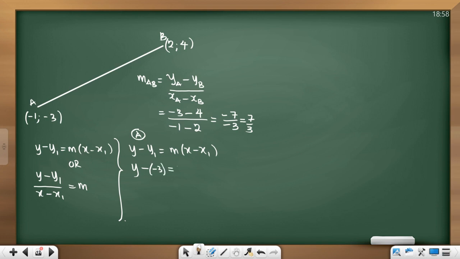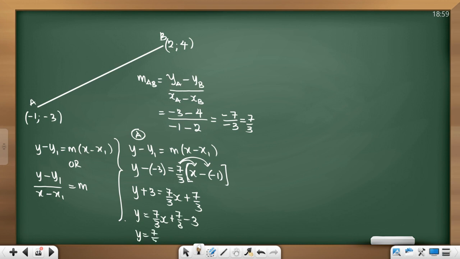It is negative 3. m is 7 over 3. Leave your x minus. What is the x value? It is negative 1. Okay, let's just put a bracket there. Now let's simplify. So I left my y and x, but substituted the y1 and the x1 as the coordinate of A. So y plus 3, if I expand this bracket, 7 over 3x, negative, negative, that gives me positive, right? Which means I have plus 7 over 3 when I multiply that in. Negative, negative, positive times 7 over 3. Now what happens? Move the 3 over. Plus 7 over 3 minus 3. This gives you y equals 7 over 3x minus 2 over 3.